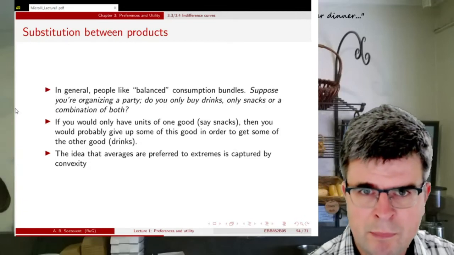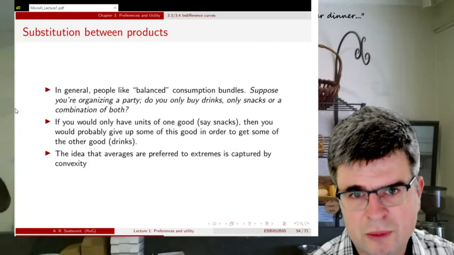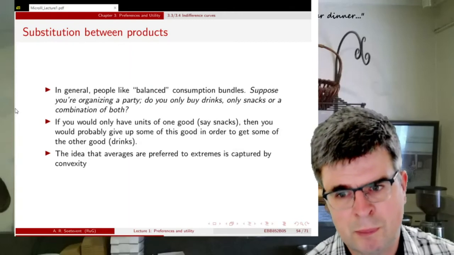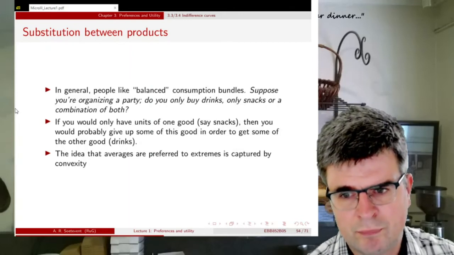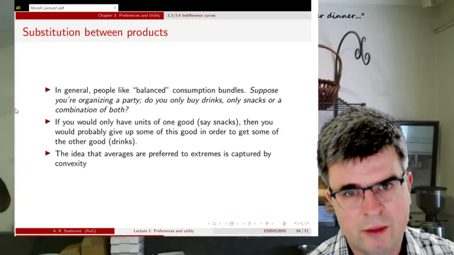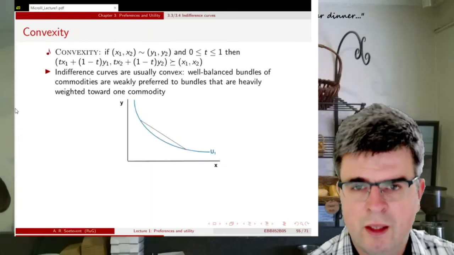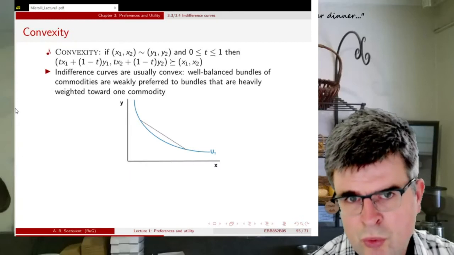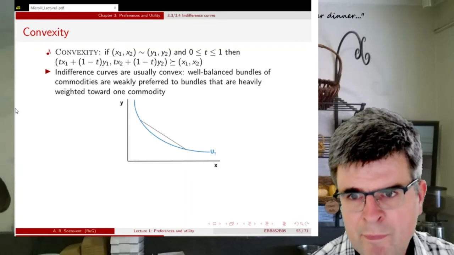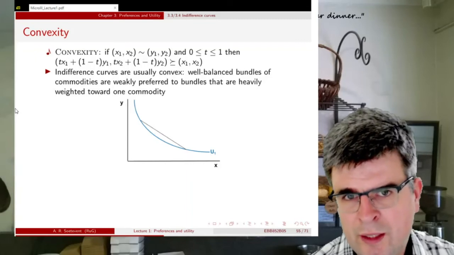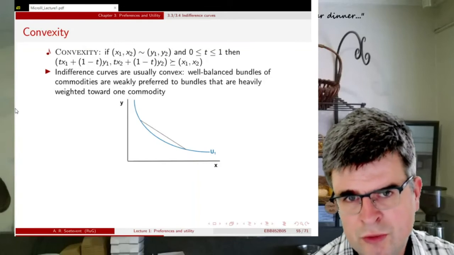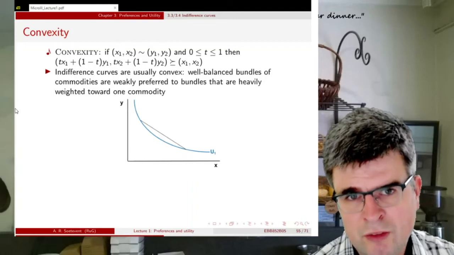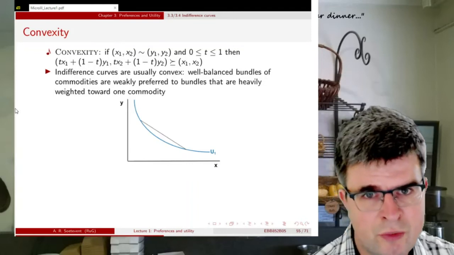And the idea that people prefer to have balanced bundles is captured by the convexity of the utility function. So that's a property of the utility function or the indifference curve. Now, what is the definition of convexity? Suppose that you are indifferent between 2 bundles x and y. Then it must be that if you take a mix of these 2 bundles, then you must strictly or weakly prefer the mix of these 2 bundles to each of the individual bundles.